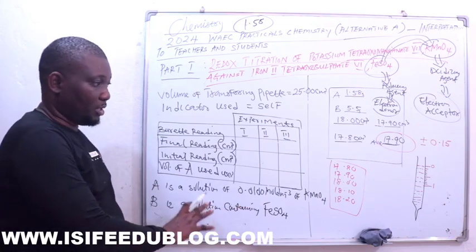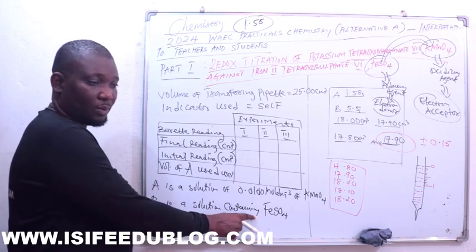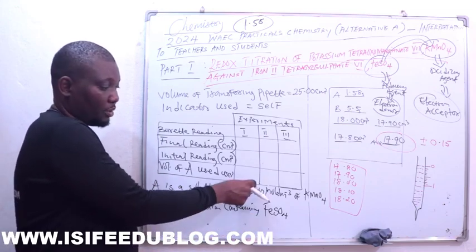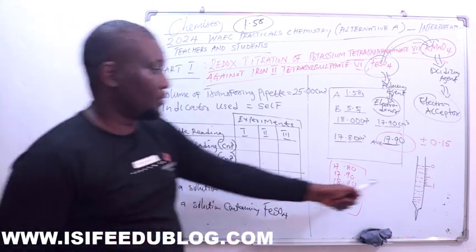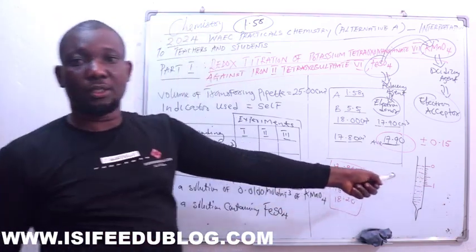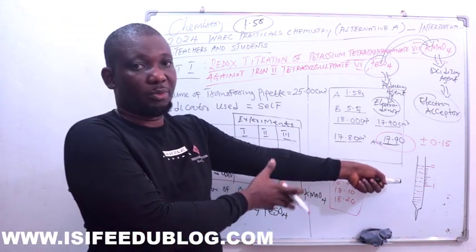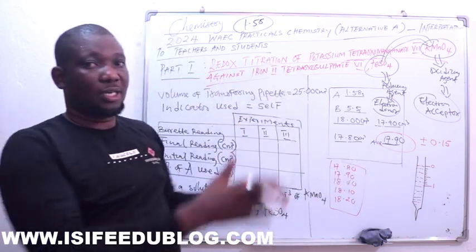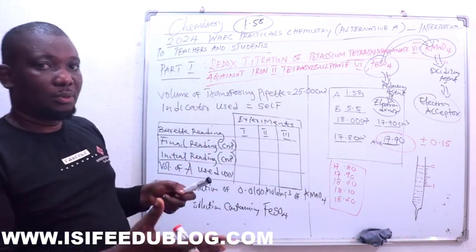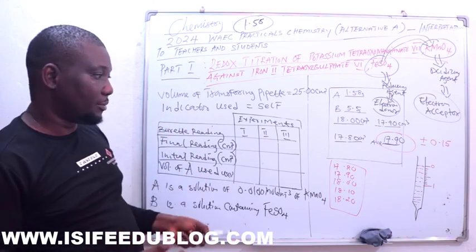So we are running this experiment to standardize the one whose concentration is unknown from the one whose concentration is known in the reaction. So we already have this. This is how the experiment should look like. So this should be standing vertically with a clamp and with a retort stand.